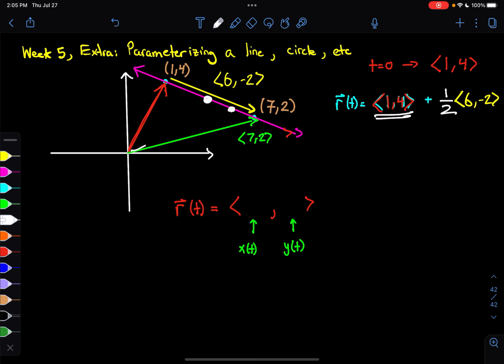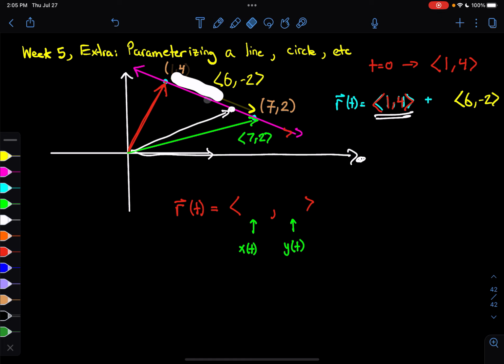What if I want to end up there? Oh, then I would add 3/4. Okay, what if I wanted to end up over here? Oh, then I would add twice the yellow vector, right? Because if I take that yellow vector and I extend it twice as long, I'm going to end up at whatever point is right here. And so the way that we generalize this is instead of playing a guessing game, we just put a t here and we say t can be any real number, okay?